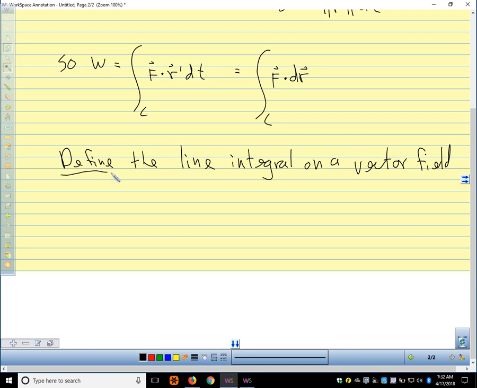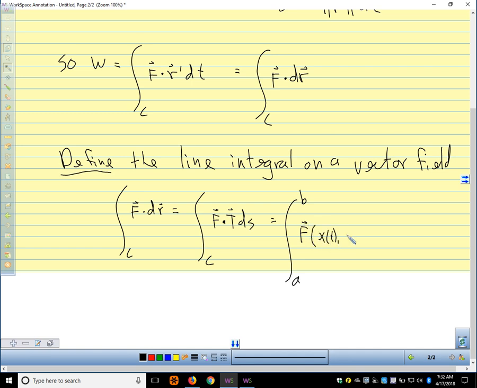So we're going to define this. Line integral of a vector field is the integral of f dot dr. And that is the same as the integral over our curve of f dot t ds. And I'm just going to write this out explicitly. This is the integral from a to b of our f.